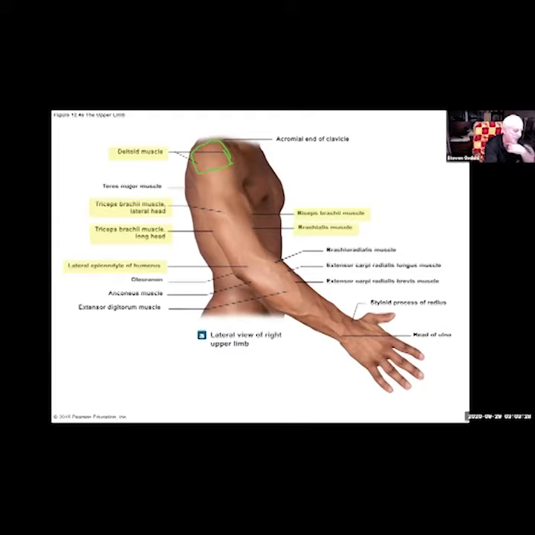This is your biceps brachii and brachialis. These are your flexing muscles here. This is your triceps brachii. You have the lateral head and the long head, and these are your extension muscles. And this is the lateral epicondyle of the humerus, the one that sticks out there.